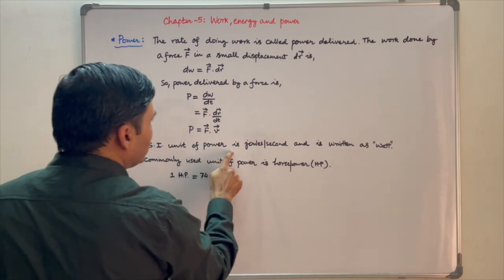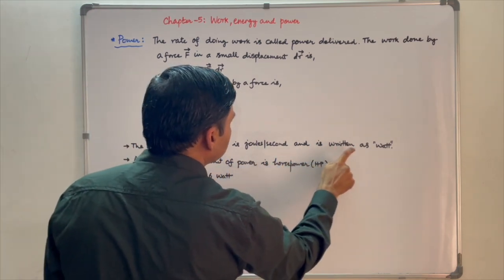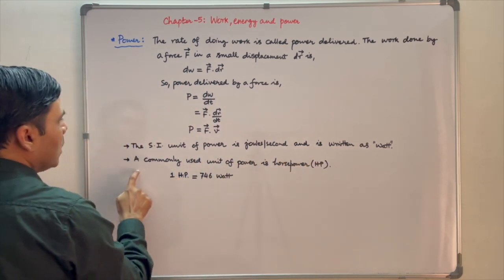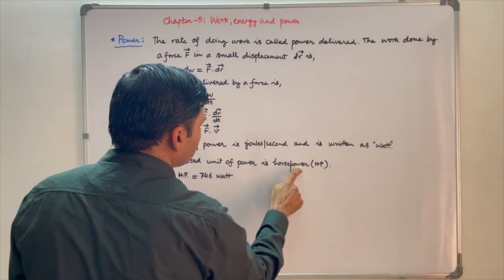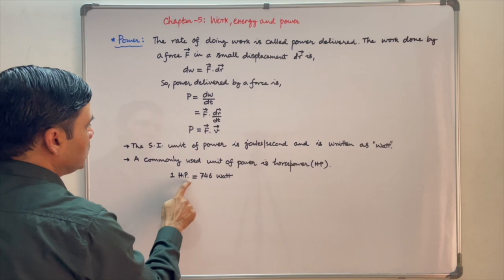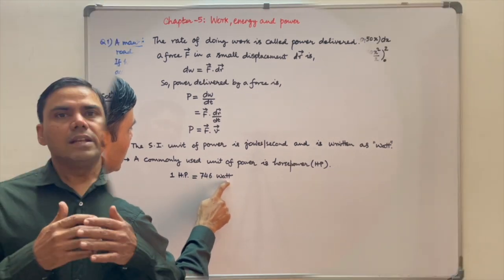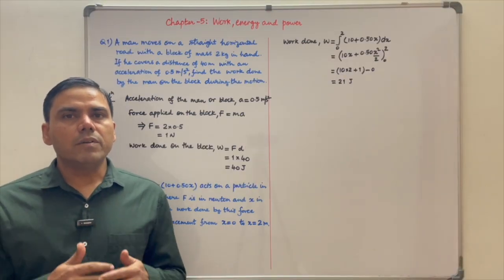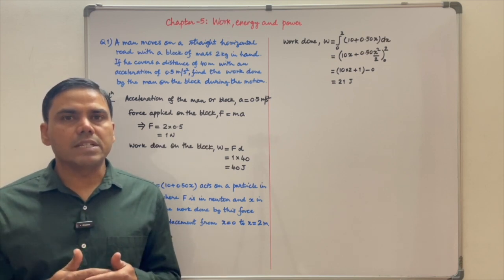The SI unit of power is joules per second and it is written as watt. A commonly used unit of power is horsepower. 1 horsepower is equal to 746 watt. Let us solve few questions based on what we have studied so far in this chapter.